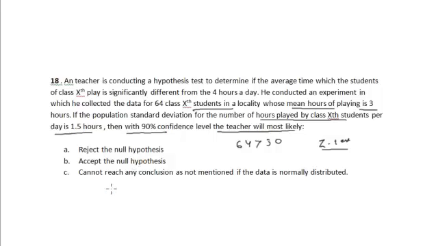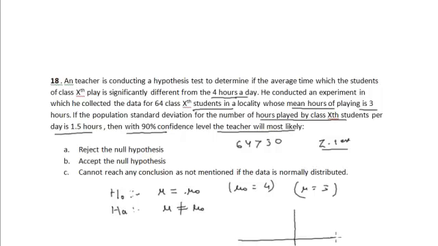So in this case, my null hypothesis will be mu is equal to mu naught, where mu naught is equal to 4, that is the 4 hours of playing, and my mu is equal to 3, which is the mean of the observations obtained from the sample population. And my alternate hypothesis will be mu not equal to mu naught. So it will be a two-tailed test.